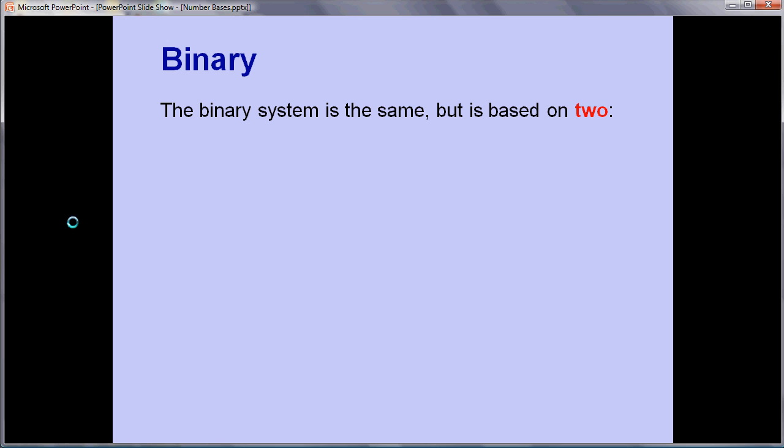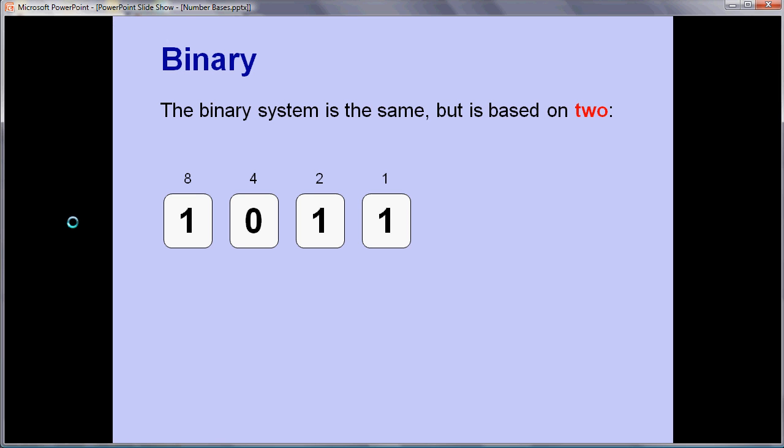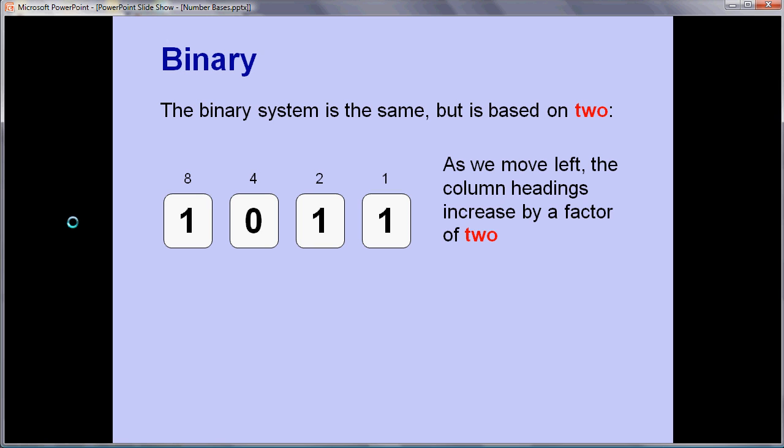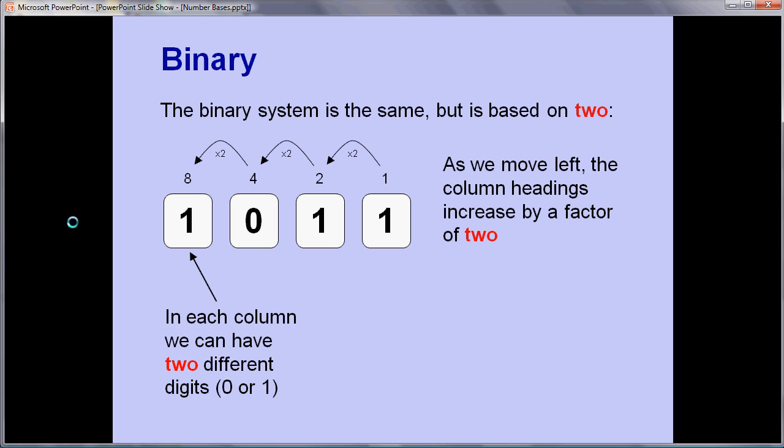So this slide really is just the same as the previous one, but with the word 10 replaced by 2. So what happens is we have a number of digits with column headings that represent the place value. But as we move leftwards, they increase by a factor of not 10, but 2. So we start off with the units on the right-hand side, and as we move over, we multiply by 2. So 1 times 2 is 2, 2 2s are 4, 2 4s are 8, etc. And if we were to keep moving over, then we would go 16, 32, 64, etc.